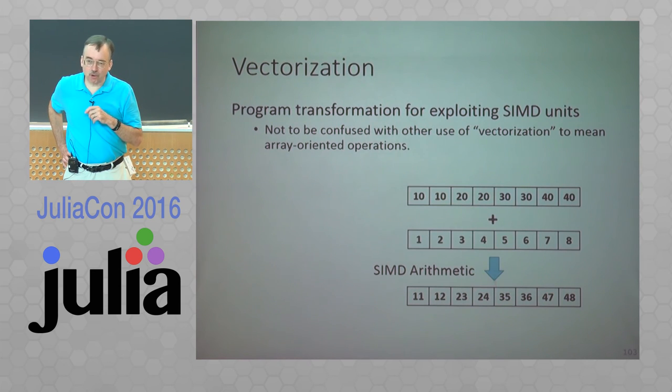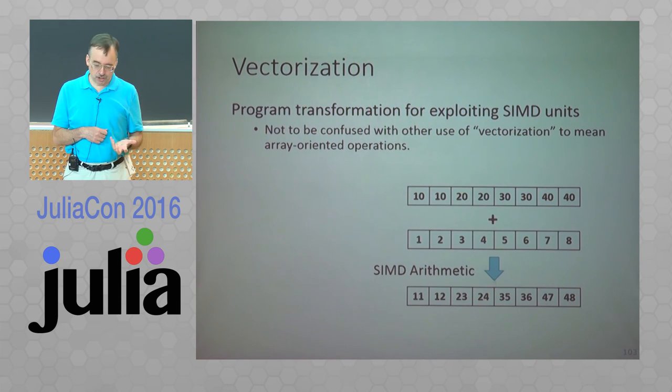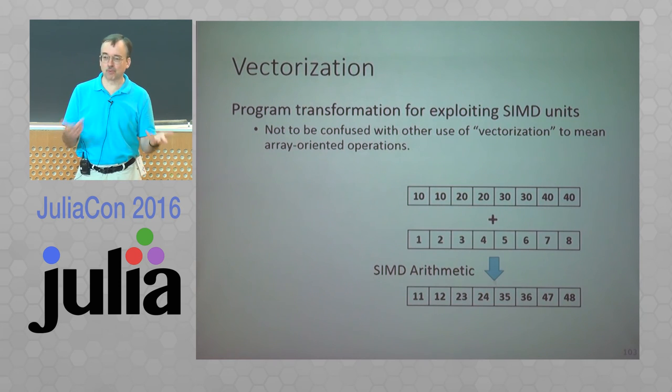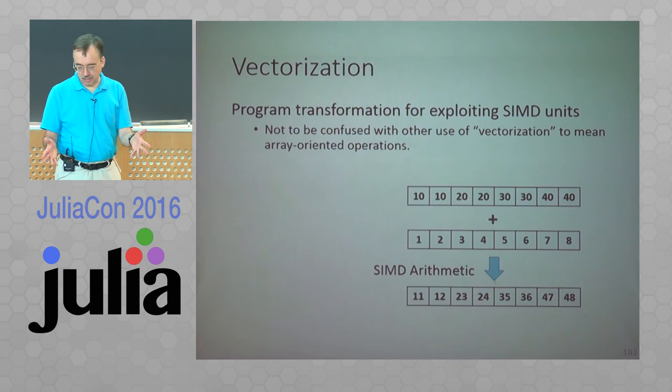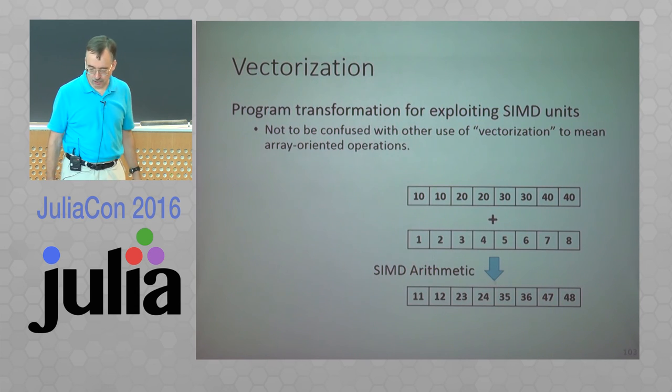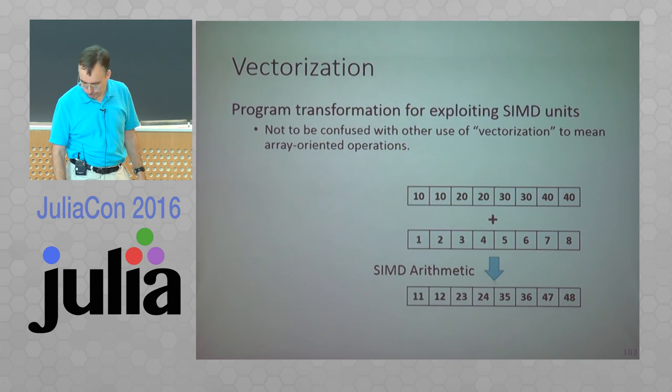And don't confuse the term. The term vectorization means two very different things. In the old literature, vectorization only meant one thing. It meant this transformation to so-called single instruction, multiple data instructions. The other meaning was the Fortran 90 style of coding. So here, a single instruction can add two short vectors of elements.